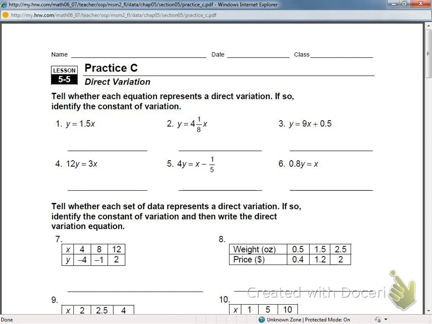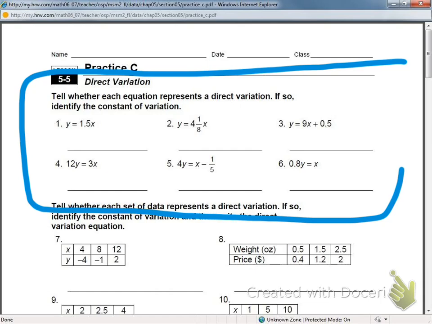Okay, last page. So now I want you to do 1, 2, 3, 4, 5, and 6. I'm going to pause it. You have 2 minutes to get this done. When the timer goes off, you are finished.